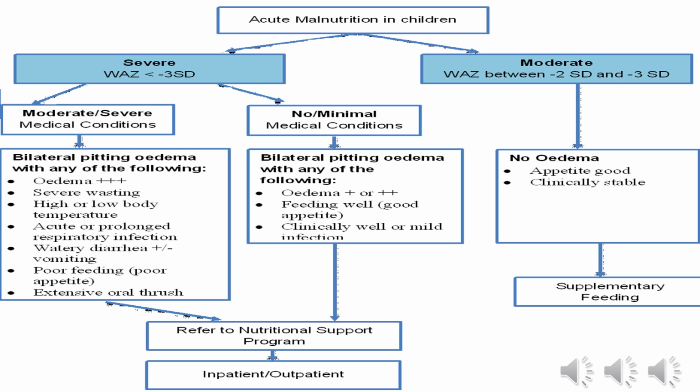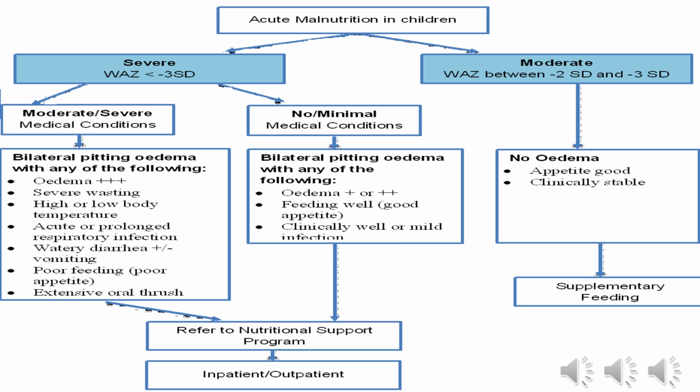Number 1 is the VAS score, this is the weight-for-age Z score. Then the medical conditions, and then the systemic signs and symptoms present in a child. If the VAS score falls between -2 and -1 standard deviation and there is no edema, the child is clinically stable and eating well, counsel this child for supplementary feeding with vitamin D and iron, advise deworming and send home.